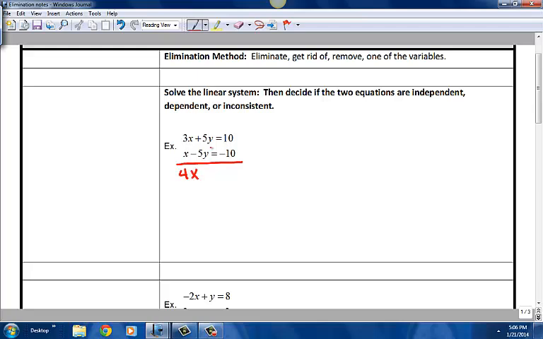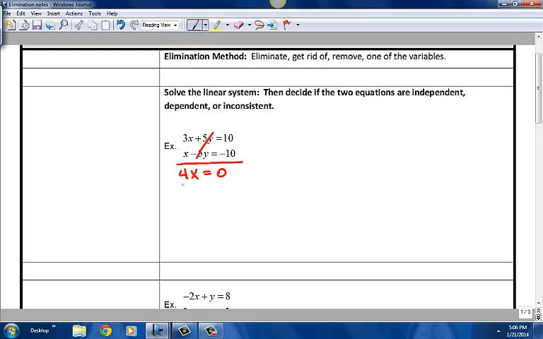And here's the cool part. What's 5y minus 5y? Well, it's nothing, right? The y terms just went away. I eliminated the y variable right there. Over here, 10 minus 10 is 0. And now I'm just left with one variable, x. That's really easy to solve for.